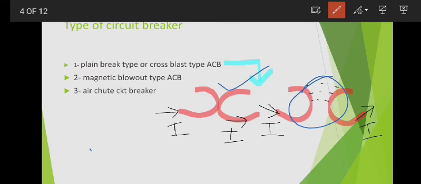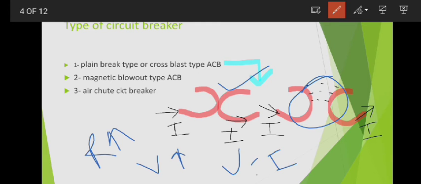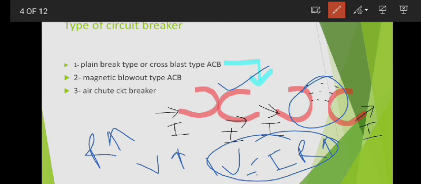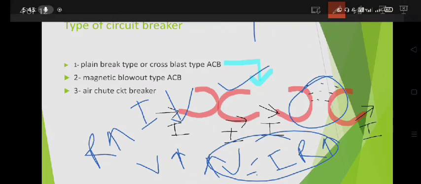And by increasing the resistance, our voltage also increases due to V equals IR. Our Ohm's law is saying that. So by increasing the resistance, our voltage also increases, and current decreases.